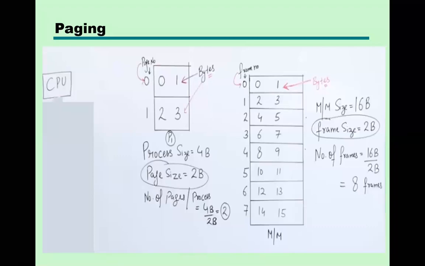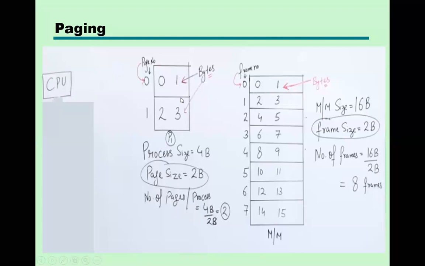And here you will find a numbering of 0, 1, 2, 3. What is this 0, 1, 2, 3? It is nothing but the bytes: first byte, second byte, third byte, fourth byte, because for this process 4 bytes are required. Each page has 2 bytes, and this is the byte numbering.